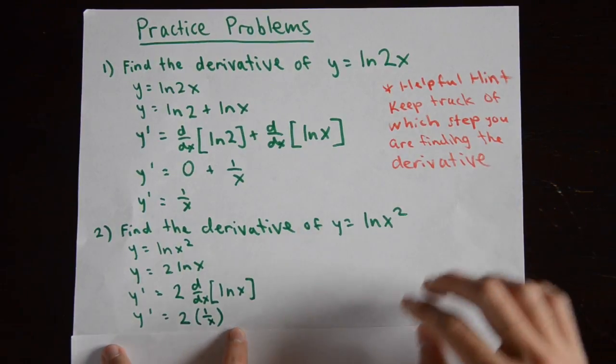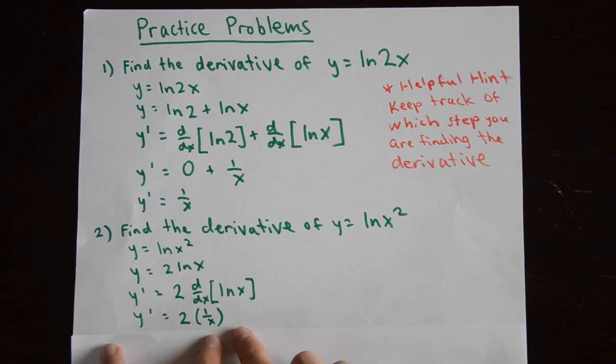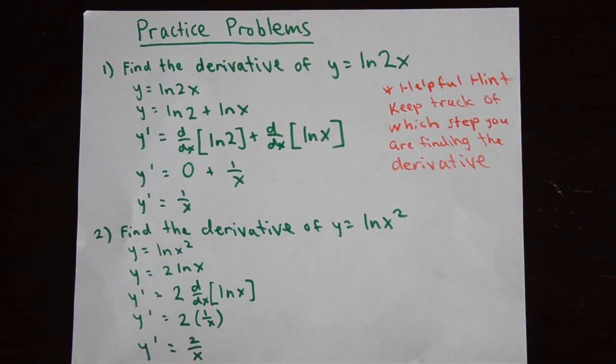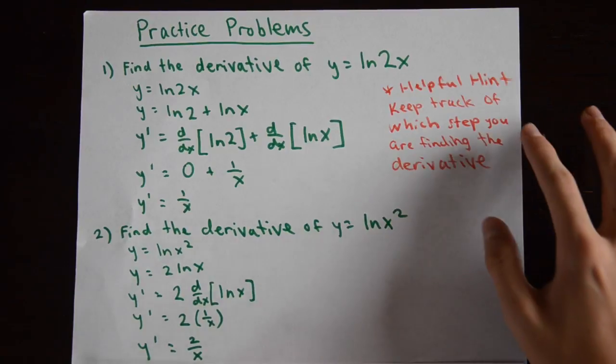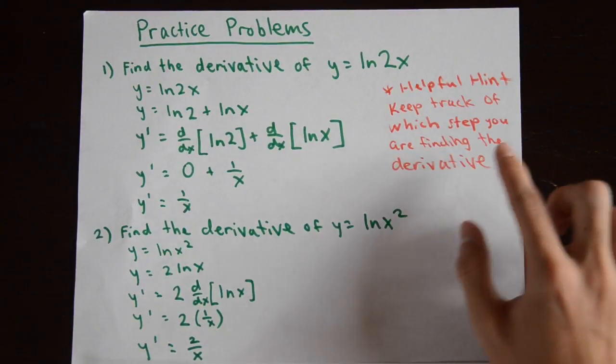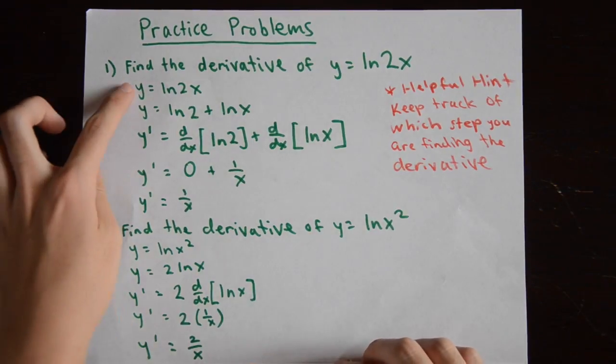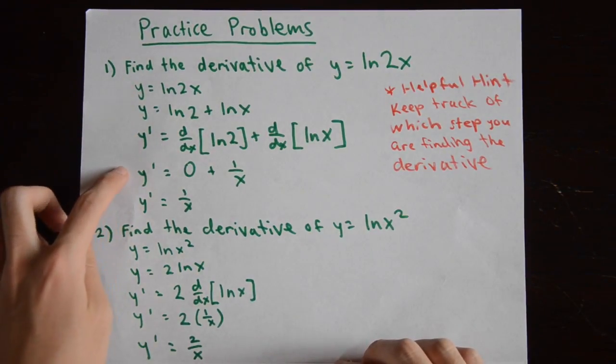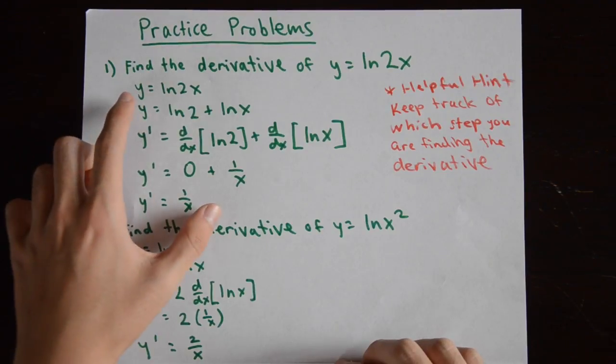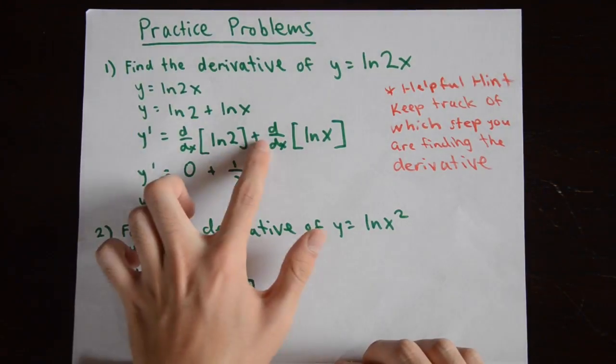Again, we use the formula that we established before to find that the derivative of the natural log of x is 1 over x times 2. So in the end, you get y prime equals 2 over x. Now a helpful hint is to keep track of which step you're finding the derivative, because in your work you can forget if you had already found the derivative or not. So it's really helpful to use y, and then when you find the derivative, use y prime.